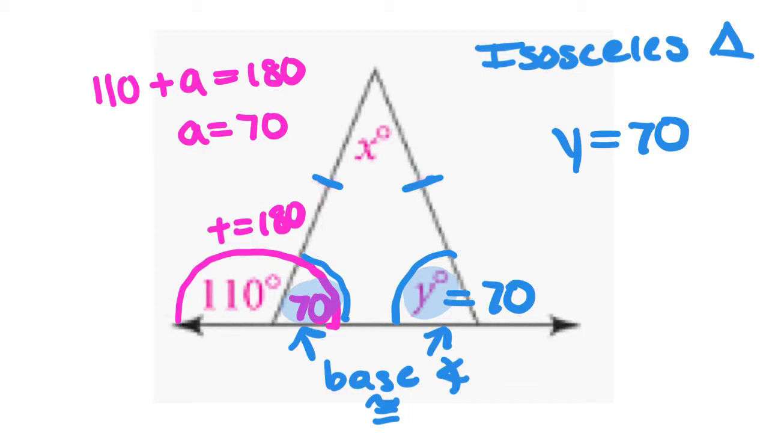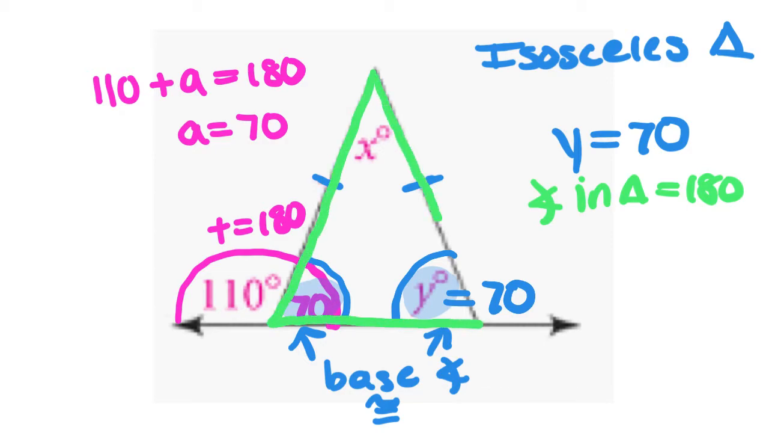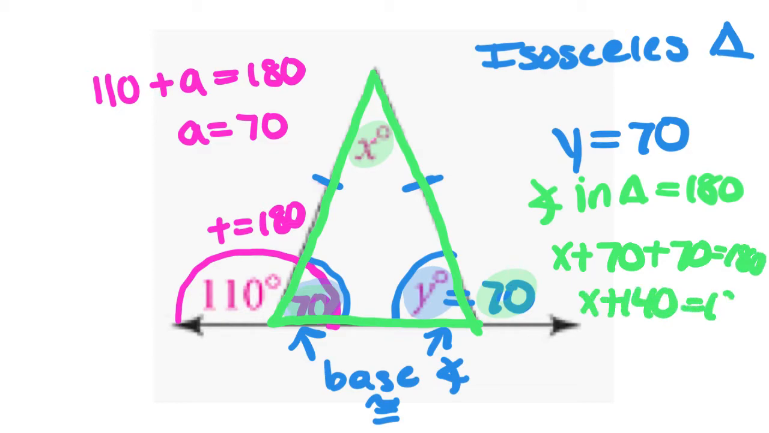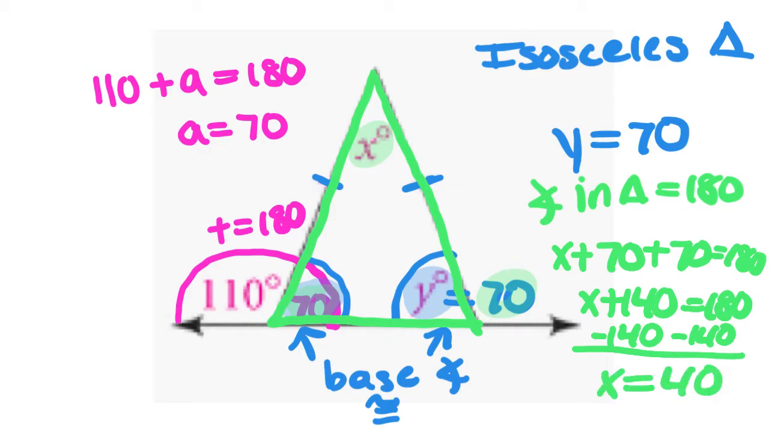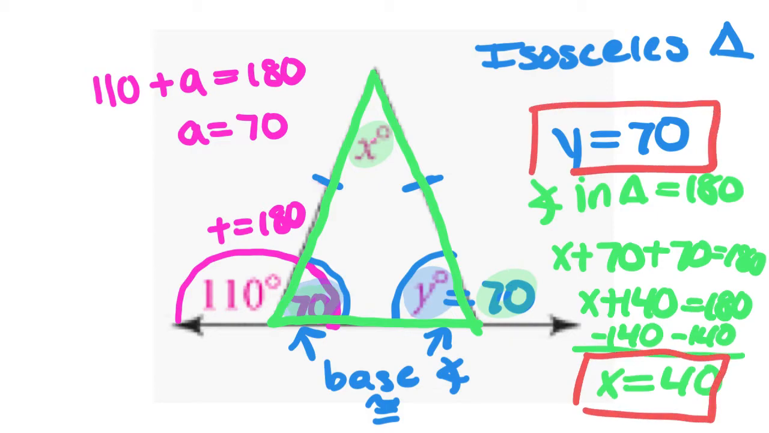The last thing is I need to find the measure of this angle x. And we know that all the angles in a triangle equal 180. So if I consider my big triangle, I'm adding them all up to equal 180. So my angles are x, 70, and 70. So I could say that x plus 140 equals 180. Subtract 140 from both sides. So you would get that x is equal to 40. So your final answers are x equals 40 and y is equal to 70.